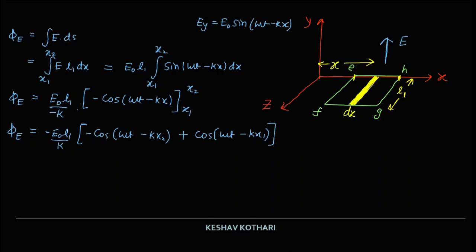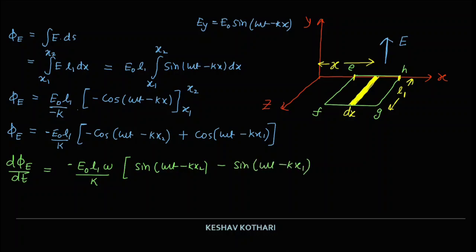So if we calculate d phi e by dt, on differentiating the expression of electric flux with time, omega will come common from both the parts, so we write it as omega by k, and the derivative of cos will turn out to be minus sine, so the expression will change sign. So sine omega t minus k x2 minus sine omega t minus k x1.